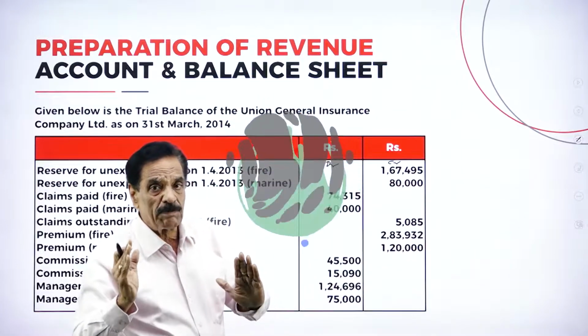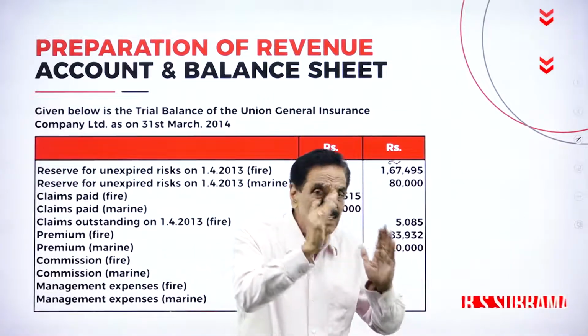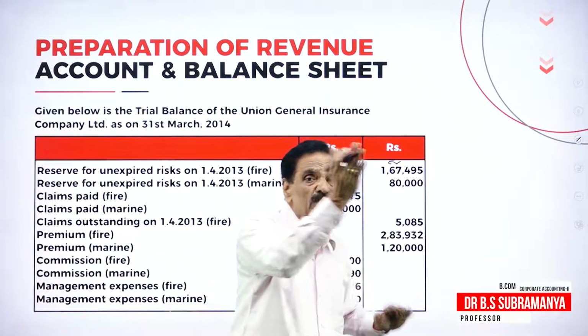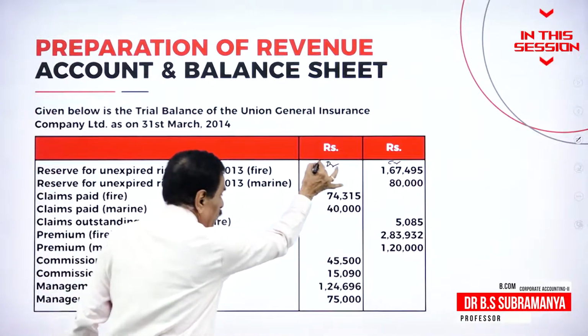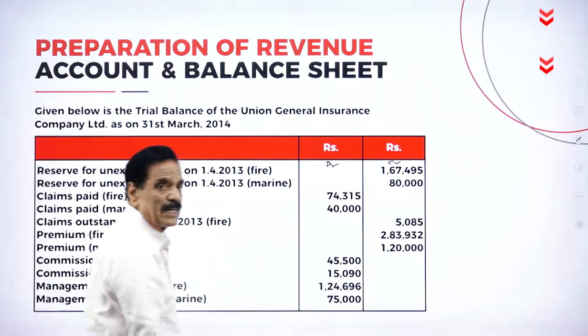How will the trial balance be prepared? First, we go from the journal entry to the ledger to the trial balance. We will have two sides: one is called the debit side, and one is called the credit side.